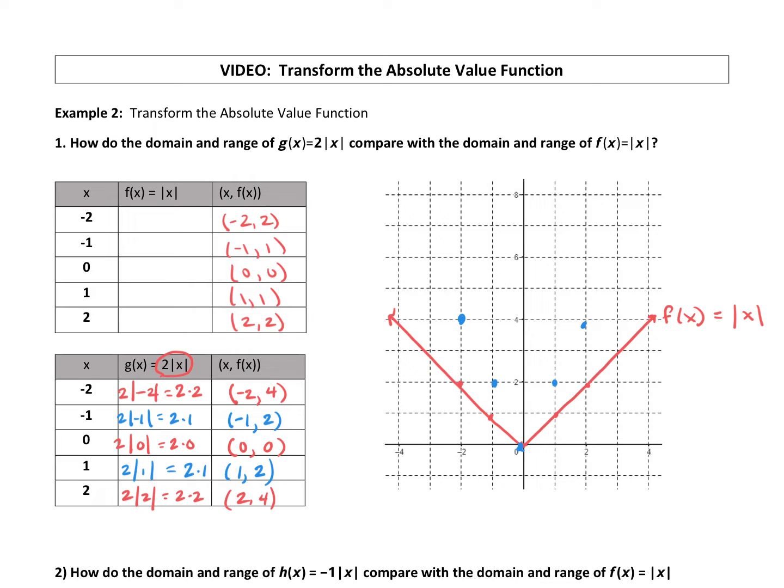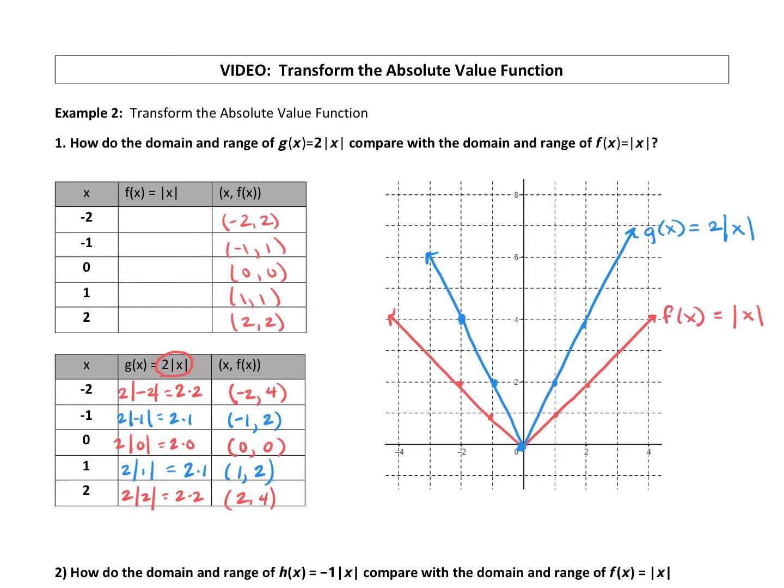When we multiply the function by a 2 out front, did it change at all? Well, yeah, it did. It's a different graph, right? I'm not drawing over the same points we just did. So, all right, let's label that one g of x equals 2 times the absolute value of x.